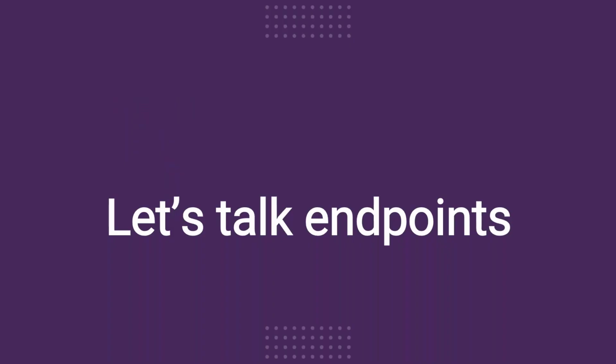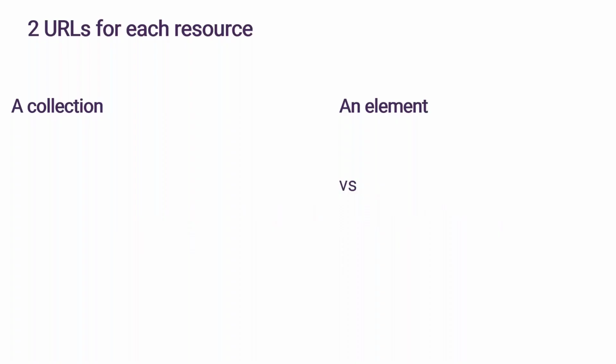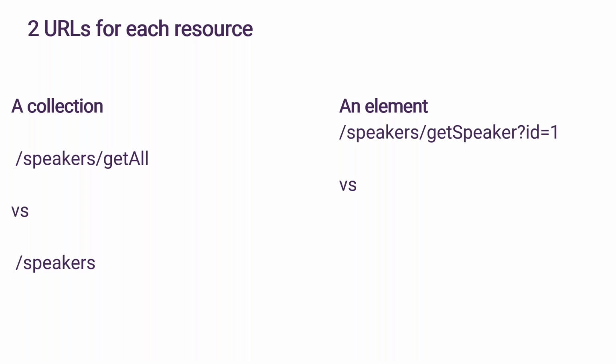So let's talk a bit about endpoints. Two URLs for each resource. First of all, you have a collection. For example, speakers get all. If you look at the endpoint naming, you might understand that get all means getting everything you have in the system. But how about having just speakers, plural? Speakers is easier to understand, easier to remember, and tells a lot about the resource we're talking about, because you can utilize different verbs. Moving on, you have the collection, and then you might have an element. So you have speakers, get speakers, and you have the ID passed as a query string.